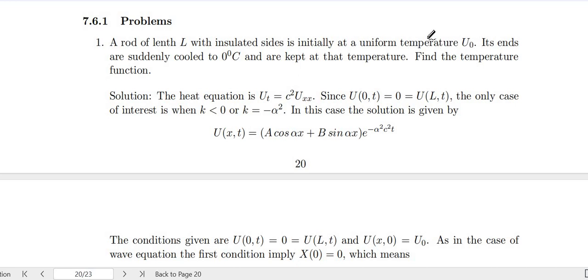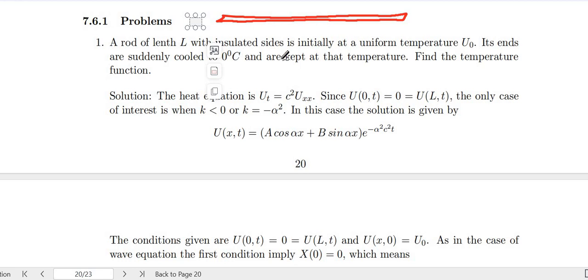Uniform temperature means the temperature at every point is the same. It's a constant U0. So U0 is the constant temperature at which every point is at time 0. At every point of this rod at time t = 0, the initial temperature is U0. It's a constant. So that is one of the conditions given in the problem. Now, what other information is given?